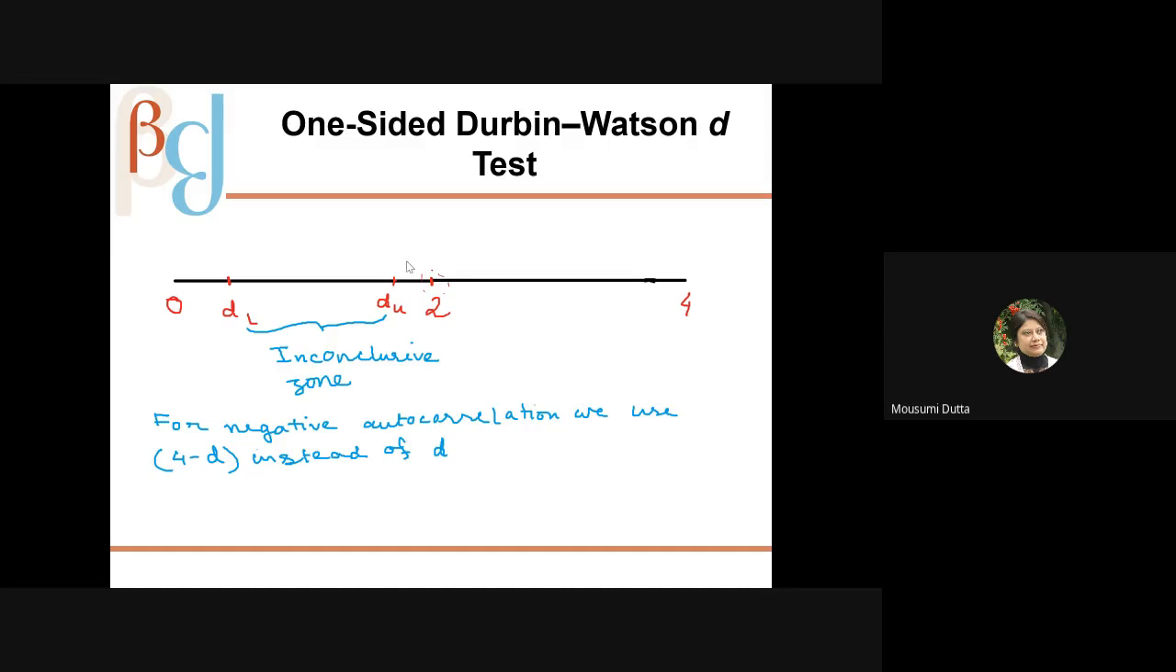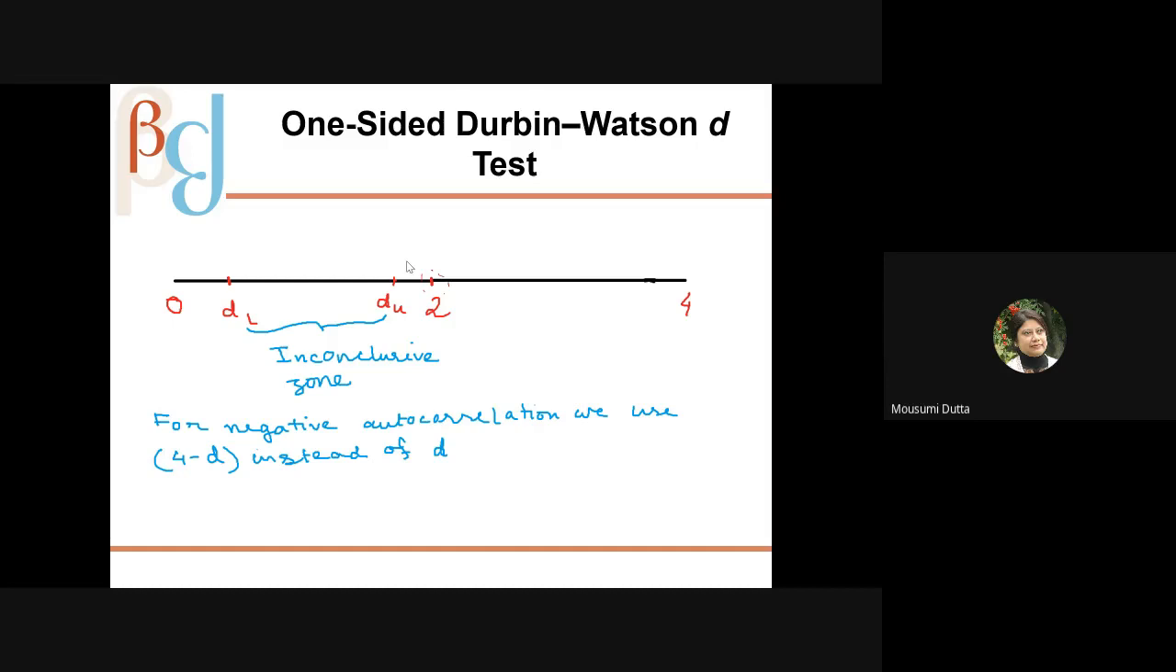Now there is some problem. When you are calculating the D statistic on the basis of observations, you will never actually get the values 0, 2, 4. These are accidental values. That is, you are calculating the things and you get exactly 0, exactly 2, exactly 4. These are only accidental things.